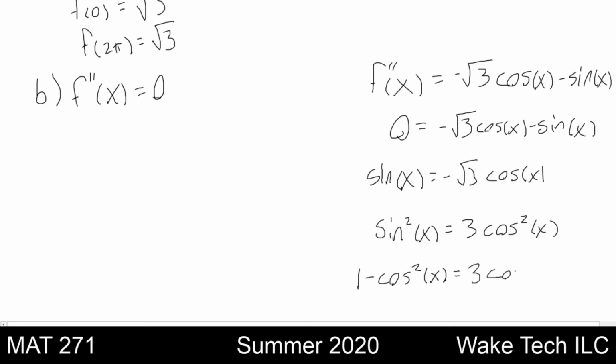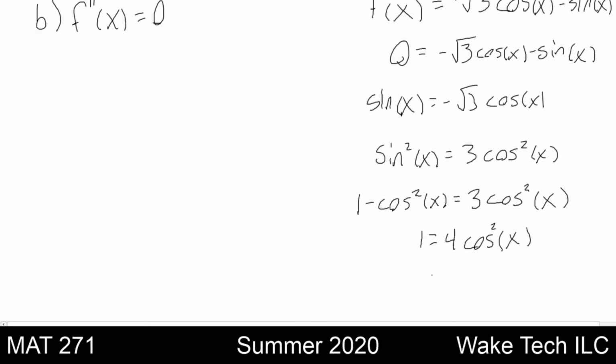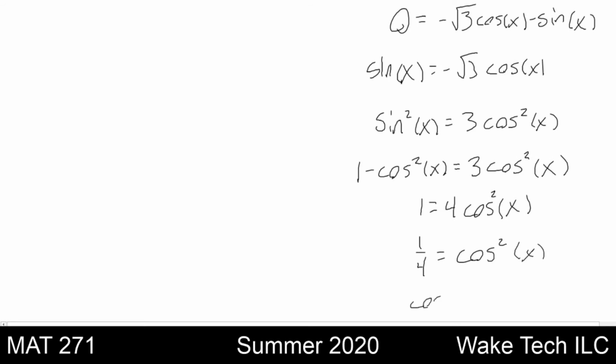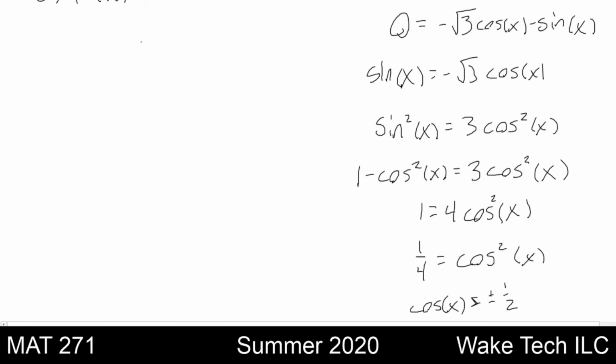That is equal to 3 cosine squared of x, which then, of course, we can turn into 1 equals 4 cosine squared of x. Divide, and we get 1/4 equals cosine squared of x, which tells us that cosine of x is equal to plus or minus 1/2. And we run into the similar problem we did last time, which is, what do we do about this plus or minus? And how do we find x knowing a cosine?